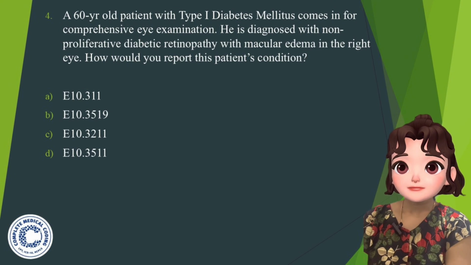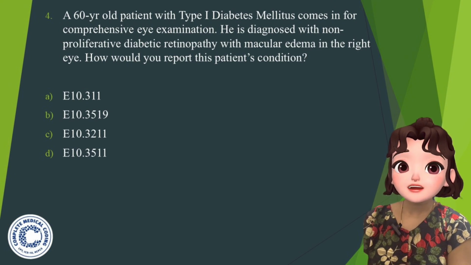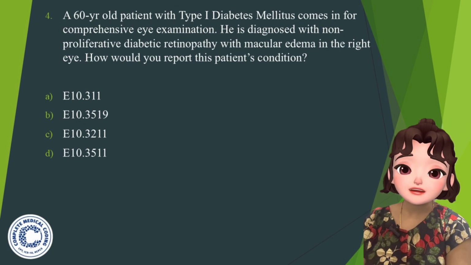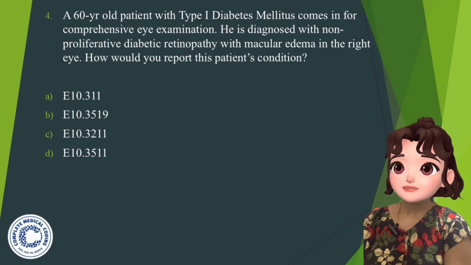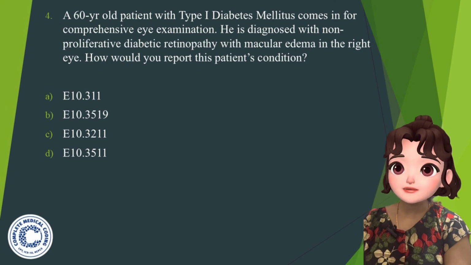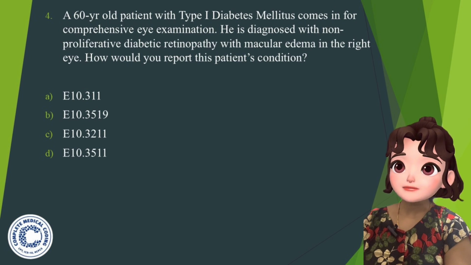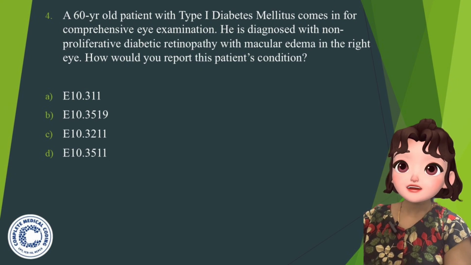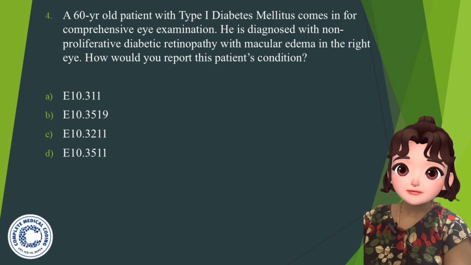Now moving to the fourth question. A 60-year-old patient with type 1 diabetes mellitus comes in for comprehensive eye examination. He is diagnosed with non-proliferative diabetic retinopathy with macular edema in the right eye. How would you report this patient's condition? So here the patient is having type 1 diabetes. Type 1 diabetes means since childhood. So the patient is having type 1 DM, and the patient is here for the eye examination. What is the diagnosis here? He is diagnosed with non-proliferative diabetic retinopathy with macular edema, and that's in the right eye.